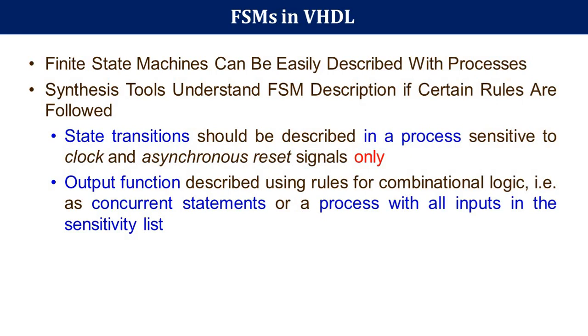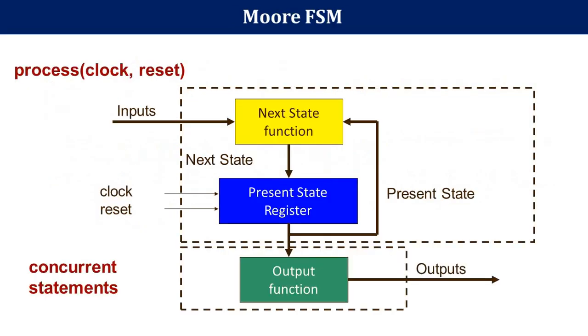And the output function is described using the rules for combinational logic as a concurrent statement. When the output changes depending on the present state and input, or only the present input, all these statements should be described using concurrent statements, or they can be described using a process with all inputs in the sensitivity list. This is the way of representing an FSM in VHDL. You can use the process, or you can use the concurrent statement. In the sensitivity list you have to mention the clock and asynchronous signals, or you have to mention all the inputs in the sensitivity list.